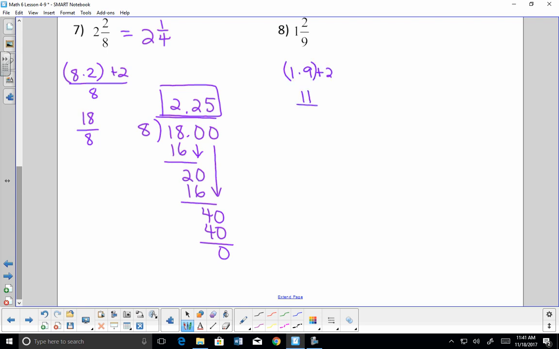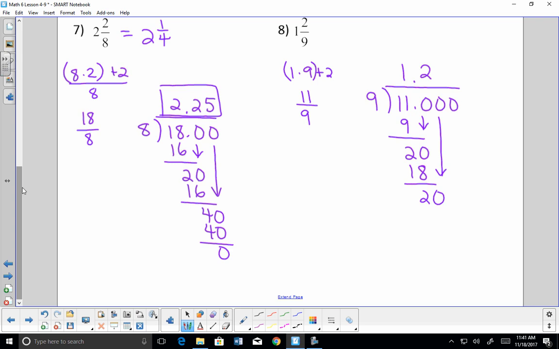So I'm going to take my 9 and divide it into 11. 9 goes into 11 one time, with 2 remaining. I bring down my 0. 9 goes into 20 twice. 9 times 2 is 18. Bring down my 0. Wait a second. 9 goes into 20 twice. 18. I sense a pattern here. I realize that this 2 is going to continue to repeat. So I already know then that this is a repeating decimal with 1.2, and my 2 is my repeating part of my decimal. So the answer to this is 1.2 with a bar over the 2.